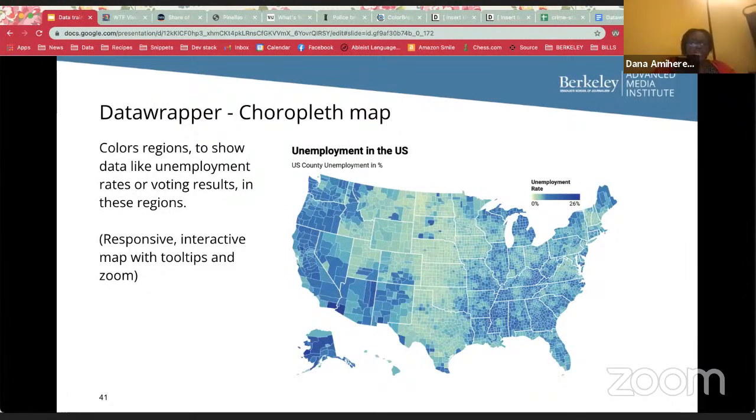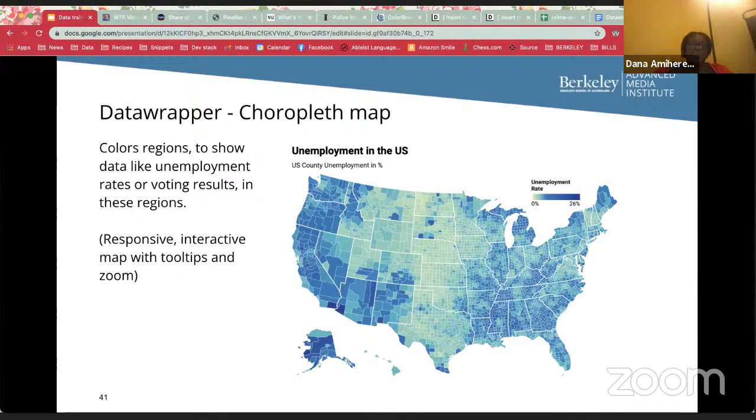Okay. All right, so the first type of map that we're gonna talk about in Datawrapper is a choropleth map. And this is the one we're actually gonna be making together. It's also the one that we saw in the example when we were talking about misleading with data, the one where I showed you the poverty levels by different state.